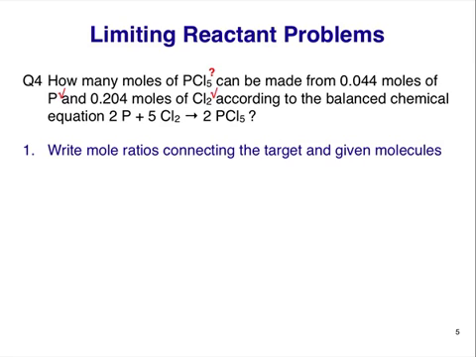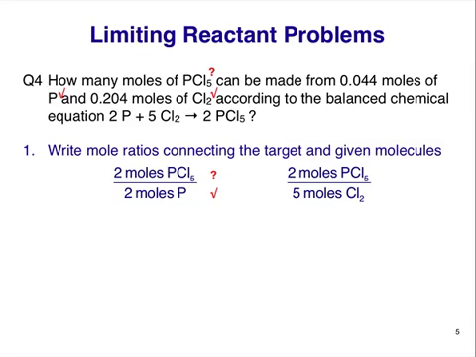First, we'll write 2 mole ratios, one for P and one for Cl2. Each mole ratio will contain the given substance and the unknown substance. Phosphorus is a given reactant, and PCl5 is our unknown. The numbers in the mole ratio come from the balanced chemical equation. There is a 2 coefficient in front of both the PCl5 and the P in the chemical equation.